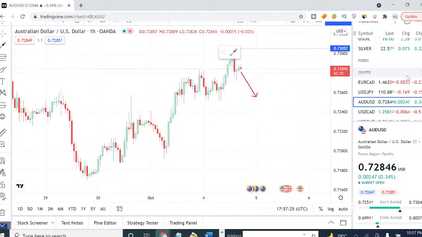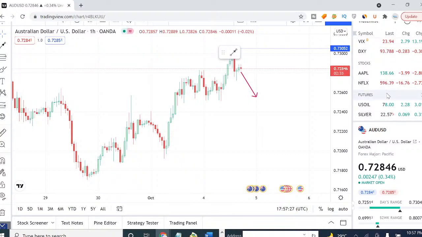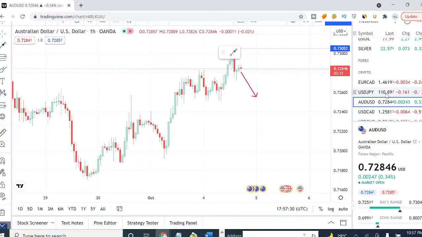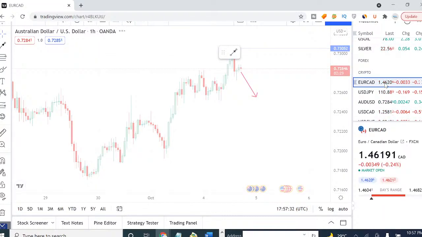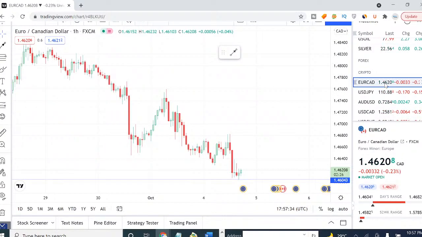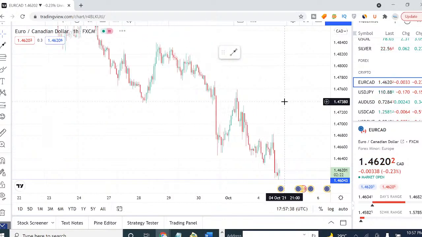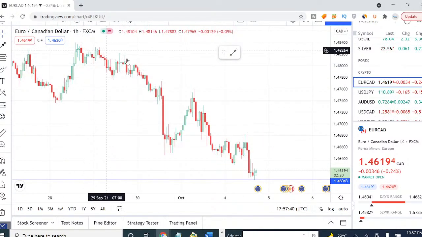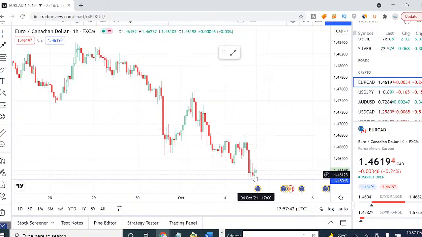Okay, so next, that was the AUDUSD chart, and now I'm going to EURCAD. Where I do not have any good signals, I will definitely also tell you. Right now on EURCAD, you can see it's simply making downward momentum. It's going down at the moment.